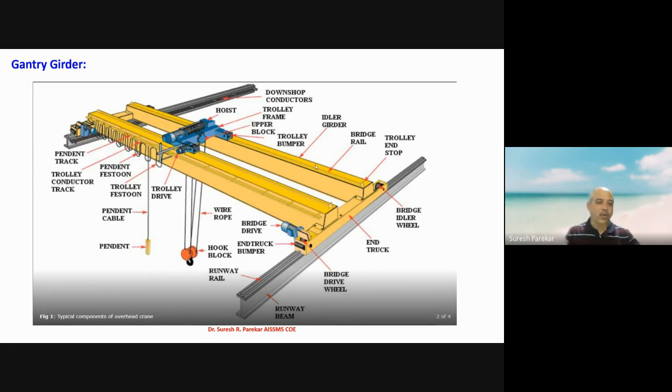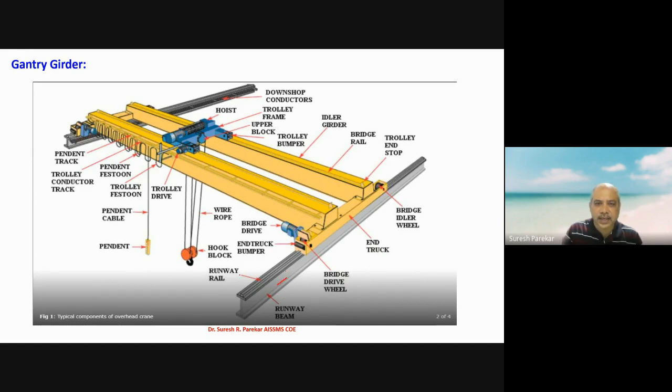These are overhead cranes, and these cranes are generally required to transfer heavy material from one place to another place. Now you can see this diagram, and in this diagram you can see the different parts which are related with this gantry girder. We are interested in this gantry girder. We have to design this gantry girder.